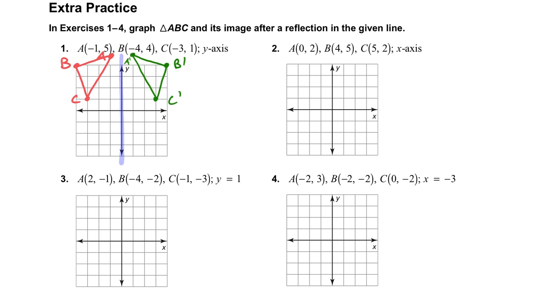So, in number two, the rule says the x-axis. I'm going to write really small underneath it to find my A prime, B prime, and C prime. But I guess before I do that, let's go ahead and graph the original points. Let's graph 0, 2. There's my A. Let's graph 4, 5, which is my B. And let's graph 5, 2, which is my C. And I'm going to go ahead and connect these. Again, I didn't scale my graph.